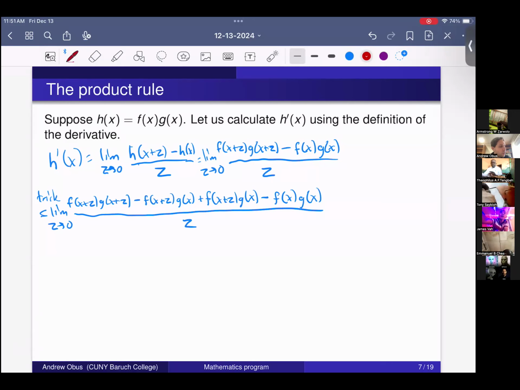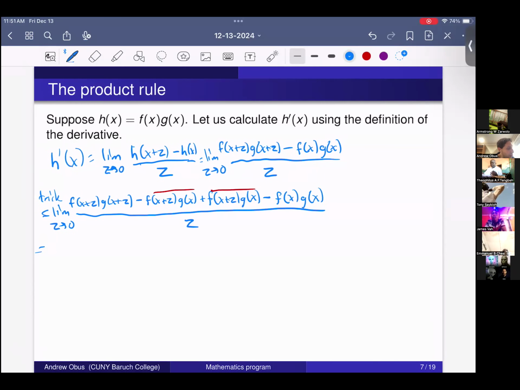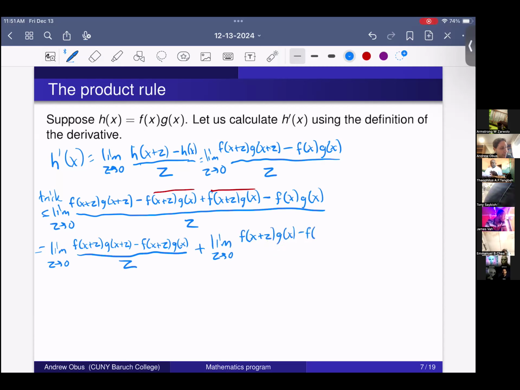Okay, so all I did was add and subtract the same thing, right? So I'm certainly allowed to do that. So why did I do that? Well, now let me break up this limit into two pieces. So this is now the limit as z approaches 0 of f of x plus z, g of x plus z, minus f of x plus z, g of x, over z. That's one piece, plus the limit as z goes to 0 of f of x plus z g of x minus f of x g of x, all divided by z.